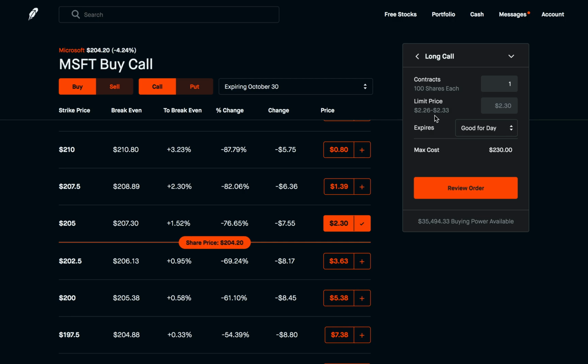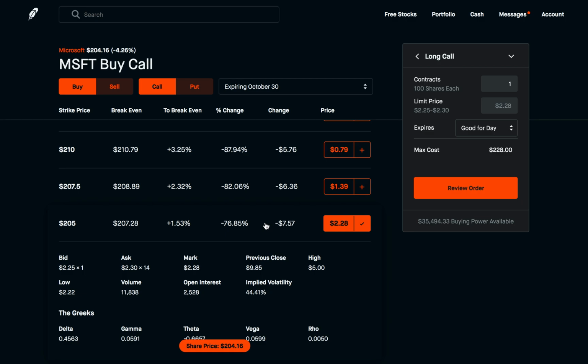And then if you've ever noticed, Robinhood tends to pre-fill this with basically the midpoint of the bid and ask, which sometimes is called the mid-price, but generally speaking, it's called the mark.